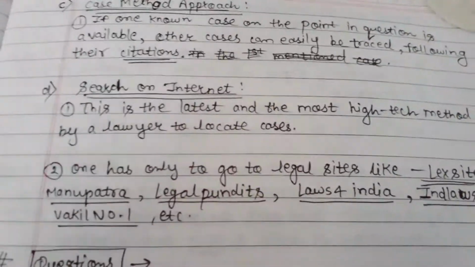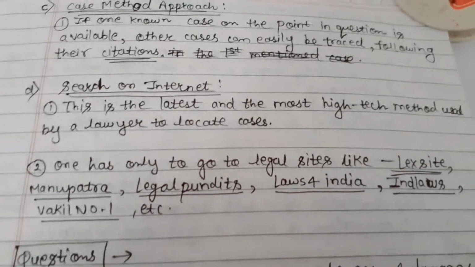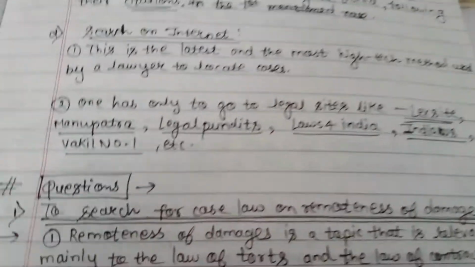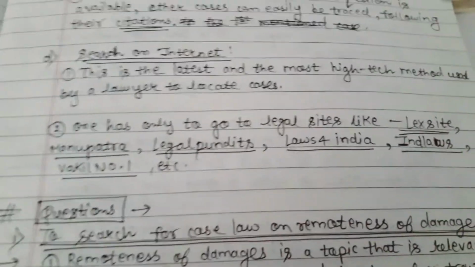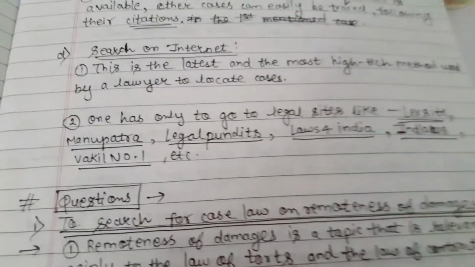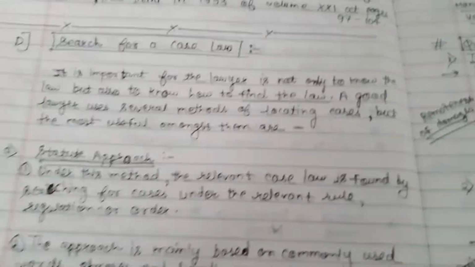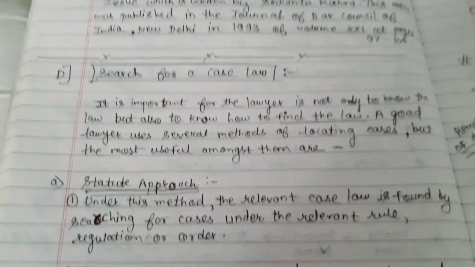Fourth is the search on internet. This is the latest and the most high-tech method used by a lawyer to locate a case. One has only to go to legal sites like Lexis, Manupatra, Legal Pundits, Law for India, Indian Laws or Vakil No. 1. So here we have seen the 4 methods which are used when we have to search a case law.